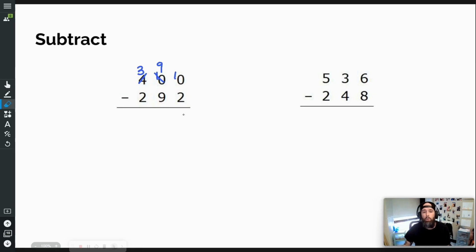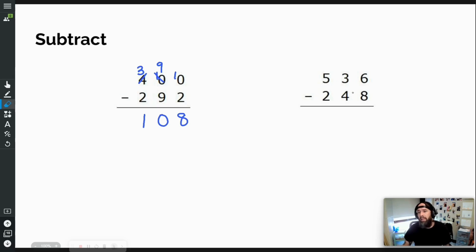10 minus 2 is 8, write it under the line. 9 minus 9 is 0, write it under the line. 3 minus 2 is 1. And 400 minus 292 is 108. How about 536 minus 248?